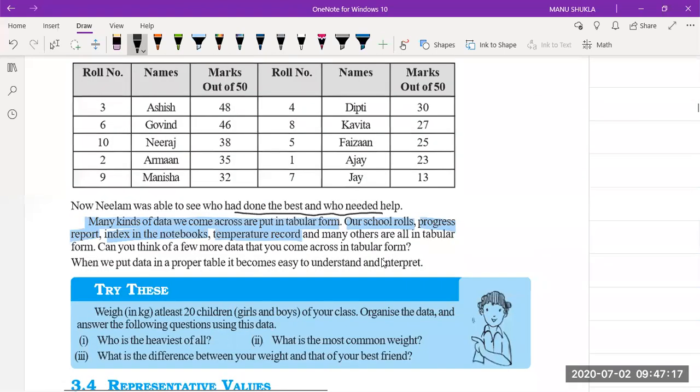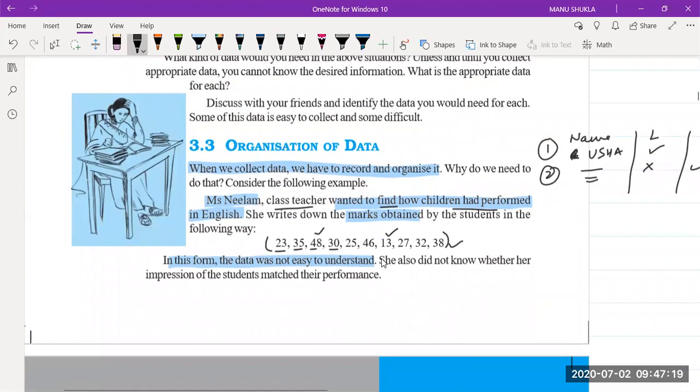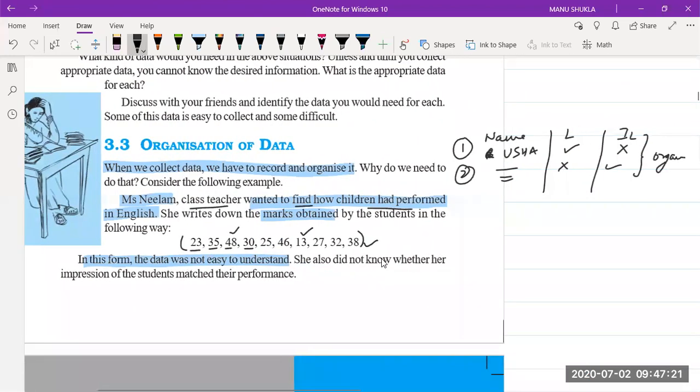Let's see this. Please see, Ashmit, this one. This will be clear to you. Suppose in the class, the marks are these 23 in mathematics.